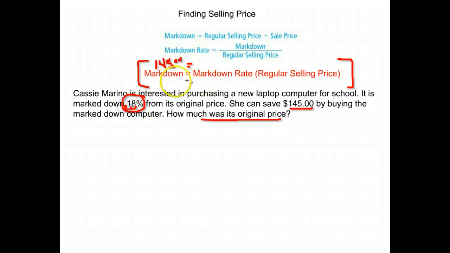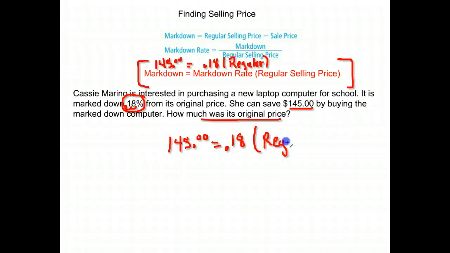Move the decimal 2 places to the left, that gives us 0.18 times the regular selling price. That's what we do not know. We don't know how much the regular price was, and that's what they want to know. So we are going to take this equation that we've put together using our formula, and we're going to solve this equation to find the regular price. Right now the regular price is multiplied by 0.18, so we use our rules for algebra. Do the opposite of multiplying by 0.18, which is to divide by 0.18.